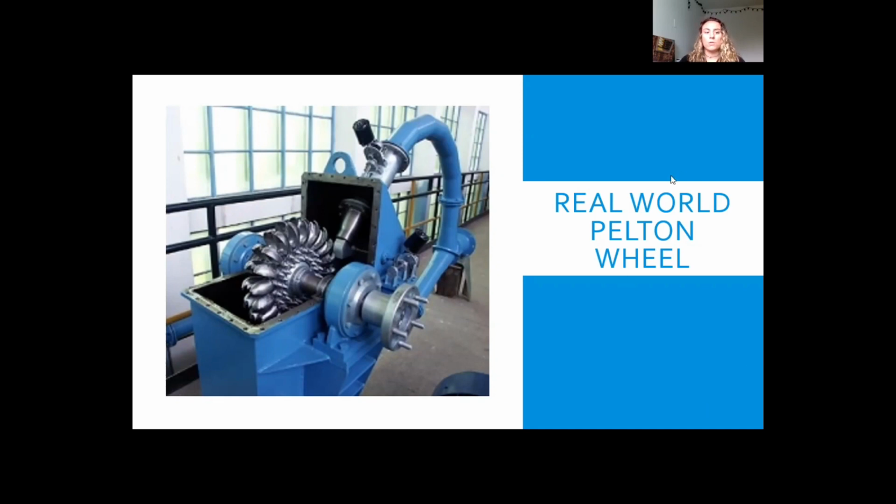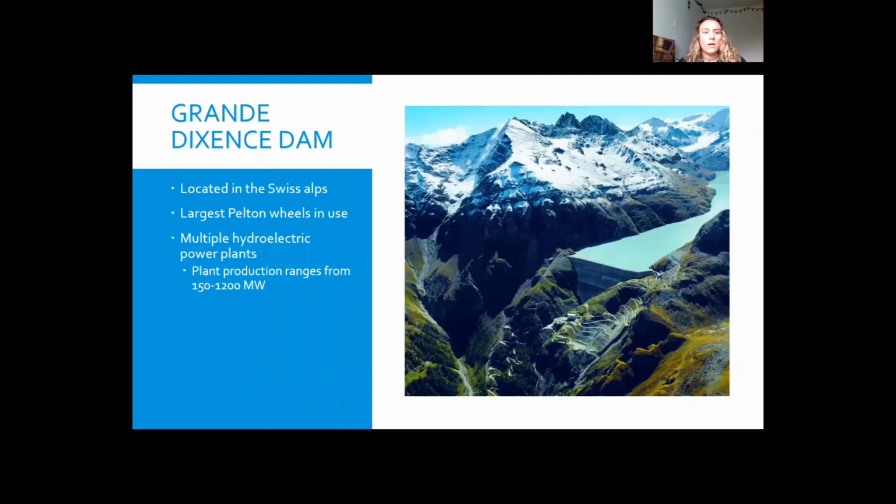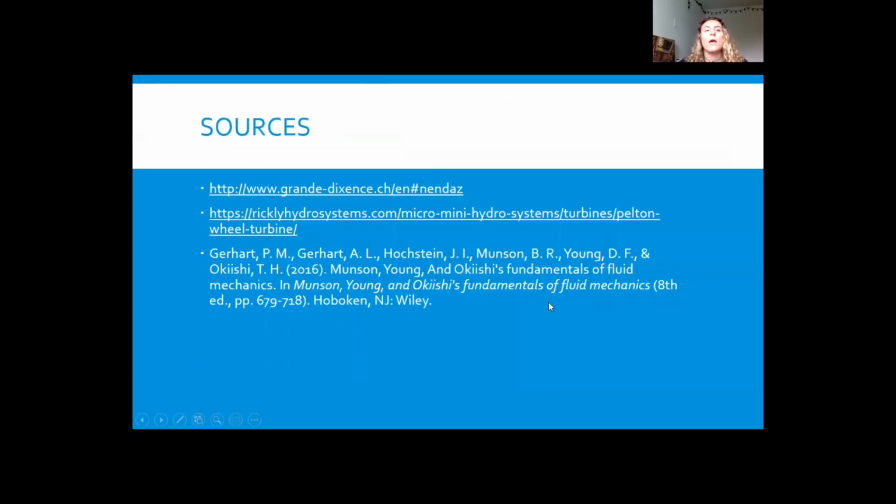And then the larger ones are very large, as I said. The biggest ones in operation right now are at the Grande Dixence Dam located in the Swiss Alps. This dam has multiple hydroelectric power plants in use, and the production of these plants ranges anywhere from 150 megawatts to 1200 megawatts. So a lot of power. And then these are the sources we use to complete our project.